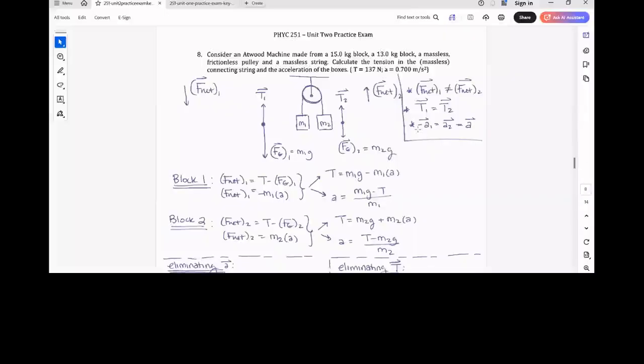I need to say something about the acceleration because I know that the acceleration of block 1 can't be different than the acceleration of block 2, but their signs are going to have to disagree because it's not possible for both blocks to accelerate up or both blocks to accelerate down. It's got to be one of each. So if block 1 is the one that's going to drop toward the floor, I'm going to say A1 is negative, A2 has the same magnitude but is positive. I'm just going to call these A.